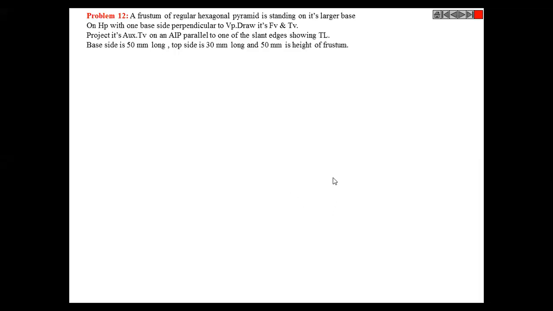Let us see this problem. Now, what it is saying: a frustum of a regular hexagonal pyramid is standing on its larger base. Because when a solid becomes a frustum, it has two bases, one bigger and one smaller, that's why you need to specify. If nothing is specified, then you can write in your examination paper that it is assumed that it is resting on its larger base.